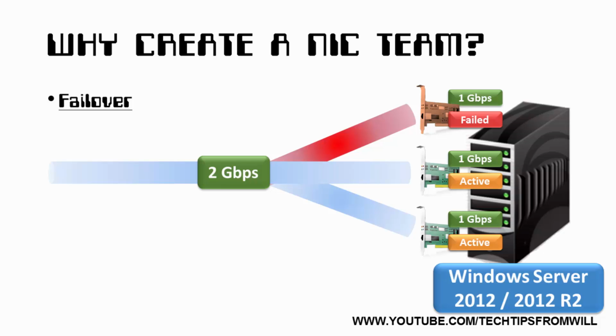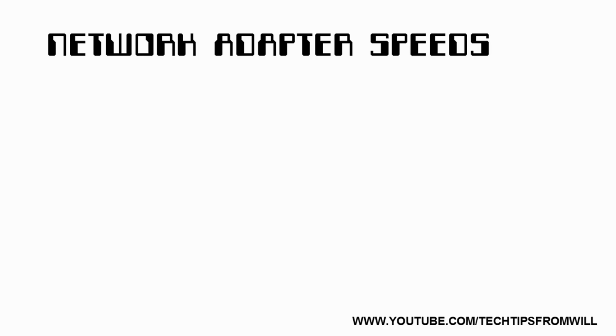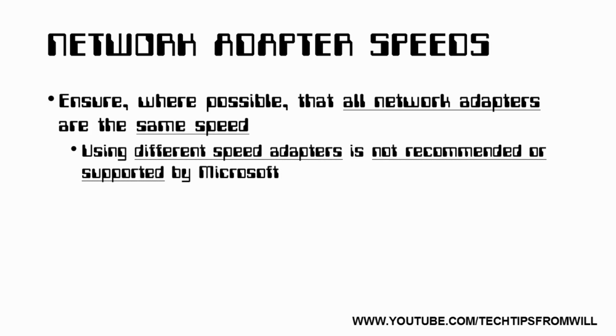One question I am asked by a lot of new technicians is, can you create a team of network adapters that operate at different speeds? And the answer is, it depends. As a general rule of thumb, and to make your life easier, you should ensure, where possible, that all of the adapters in your NIC team are the same speed. Although it is possible to create a NIC team using different speed adapters, this configuration is not recommended nor supported by Microsoft.